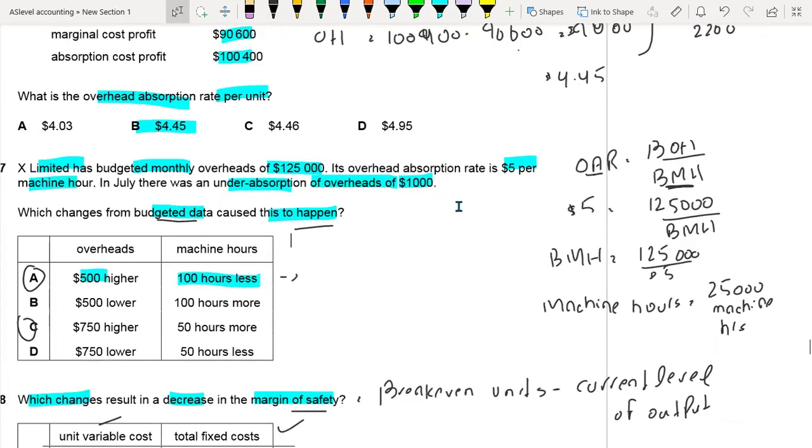Okay, so how can we find it out? The actual machine hours. So we know that we have the formula of OAR. So if we want to find out the budget machine hours with that, we can easily do that. So OAR is $5, and budget overheads was $125,000, and budget machine hours would be 25,000 machine hours. This would be our budget machine hours.